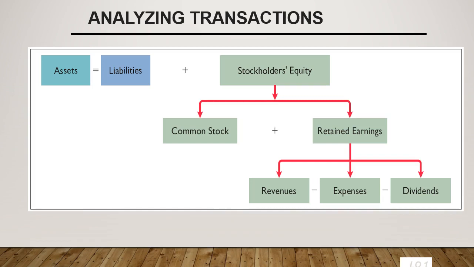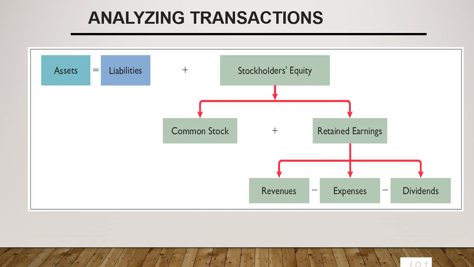To break it down even further, when you think about stockholders' equity, it has two main components, common stock and retained earnings. So when a company sells shares of its stock to a stockholder, it is shown in the common stock section of the accounting equation. When a company has a profit, based upon revenues exceeding the amount of expenses and dividends paid out, it goes into a section known as retained earnings.